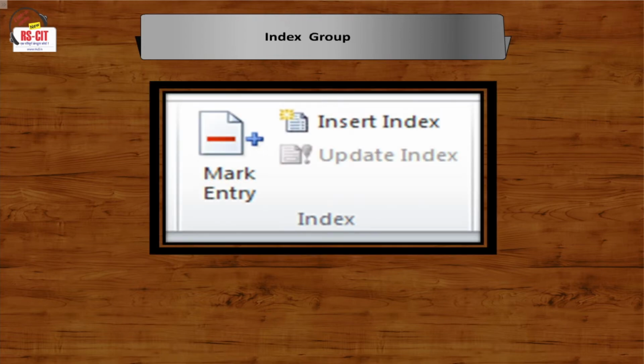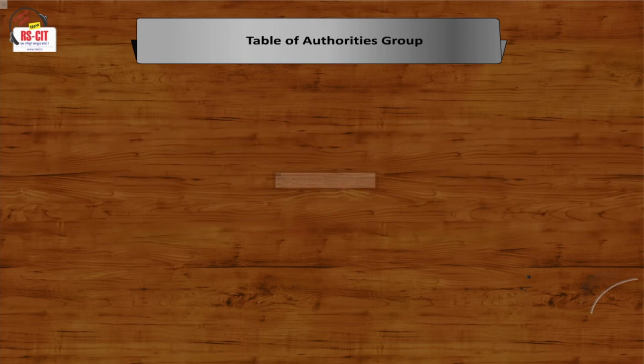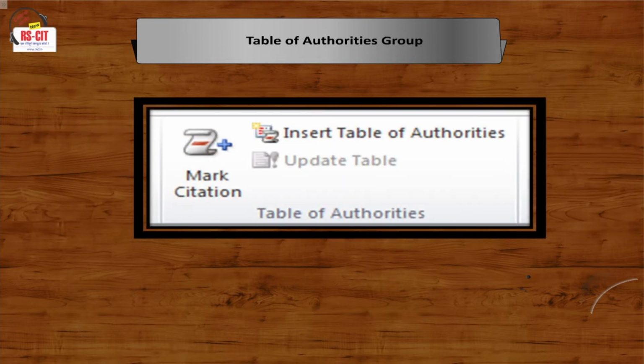Include the selected text in the index of the document. Insert index. Insert an index into the document. In the Table of Authorities group, the available options are Mark citation. Add the selected text as an entry in the table of authorities. Insert table of authorities. Insert a table of authorities in the document.